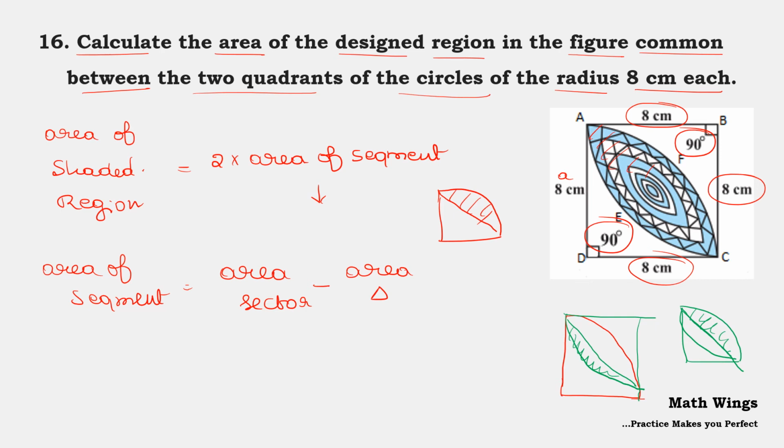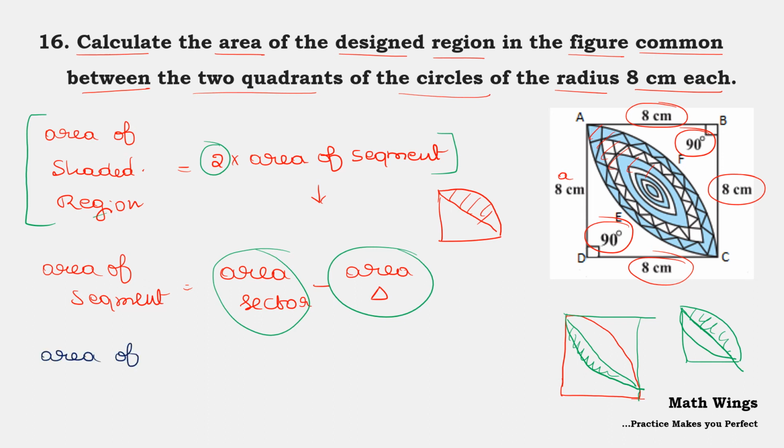So observe here that we have two formulas which we have to use. One is the area of the segment, which we'll find first. Area of segment is equal to area of the sector minus area of the triangle, right? Then once we get the area of the segment, if we multiply it by 2, we'll get the area of the designed region. Let us proceed with this one. First, let us find the area of the sector.